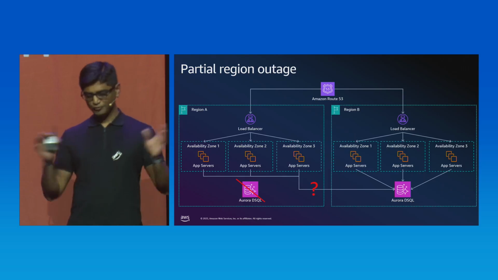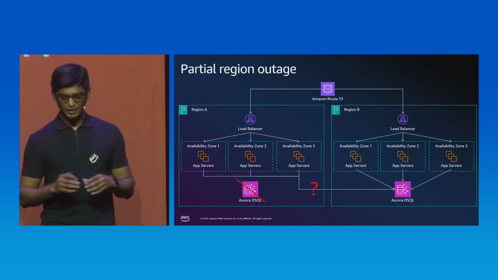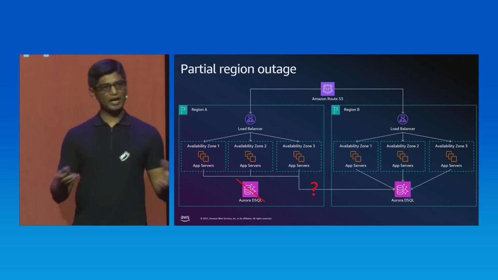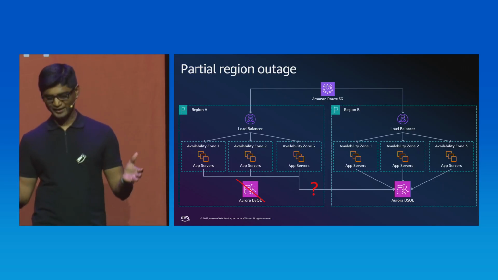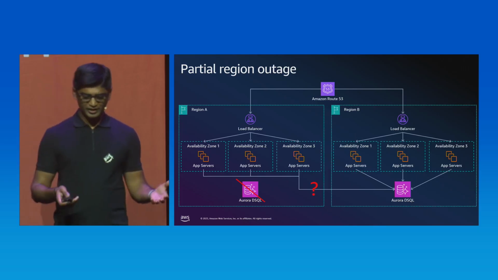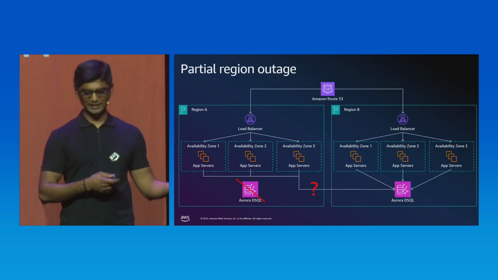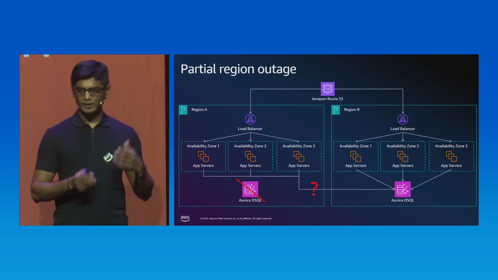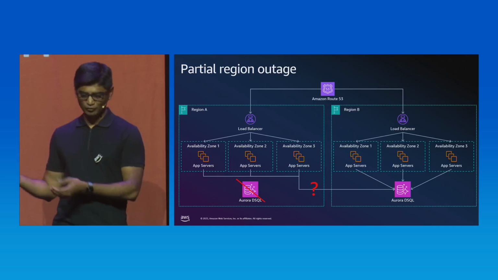Let's say most of your application stack is working on both regions, but only DSQL fails. What happens in this case, right? Maybe your region B is again going to work as normal. But in region A, maybe your application detects, hey, I can't write to DSQL in region A. So typically you can send the traffic to region B. It can go from there, right?